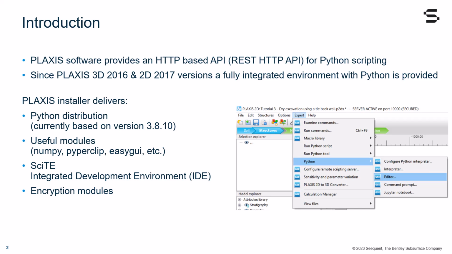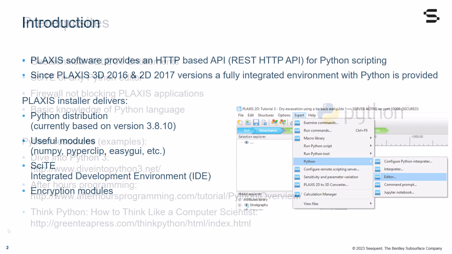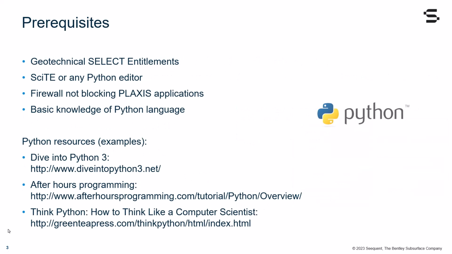PLAXIS installer delivers a full Python distribution, various useful modules ready to be used in scripts, a Python editor, Cyty, and the necessary encryption modules. The prerequisites for using the Python scripting in PLAXIS are an activated geotechnical select entitlements, running the code with Cyty or any other Python editor, making sure the firewall is not blocking any PLAXIS applications, and of course, basic knowledge of Python language. At the bottom of this slide, you can find a few links to Python resources that can help you get started.